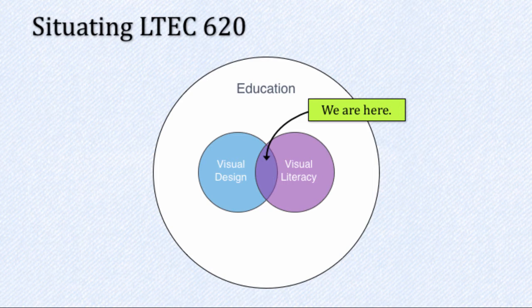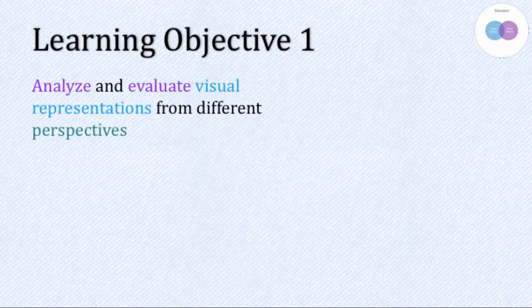Now that we know where we are, the next natural question is, what are we going to do? How are we going to make sure that we are constantly coming back to this overarching theme? This brings us to our learning objectives. Our first learning objective states that we will analyze and evaluate visual representations from different perspectives.